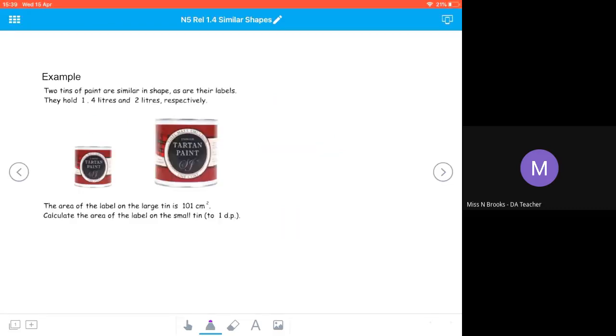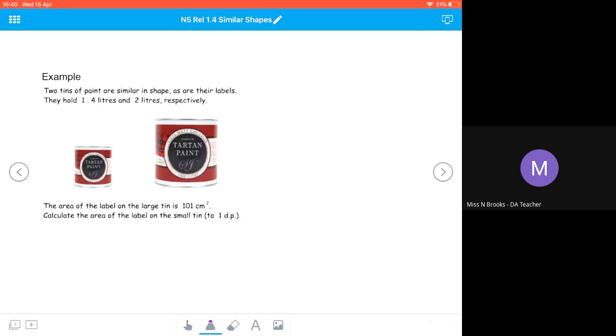The final example has two tins of paint that are similar in shape, as are their labels. They hold 1.4 litres and 2 litres respectively. The area of the label on the large tin is 101 centimetres squared, and we want to calculate the area of the label on the small tin.